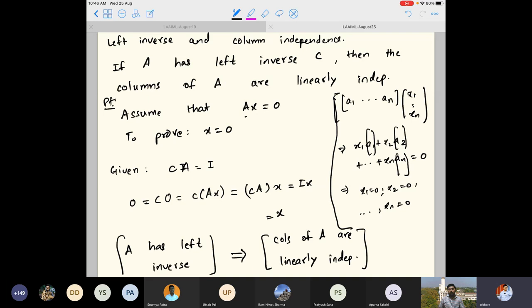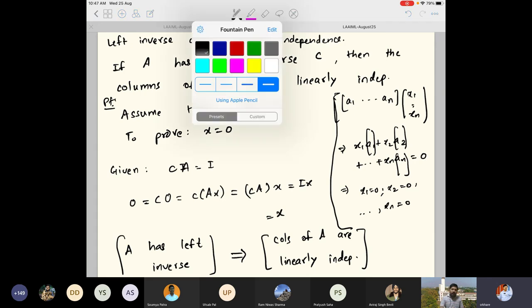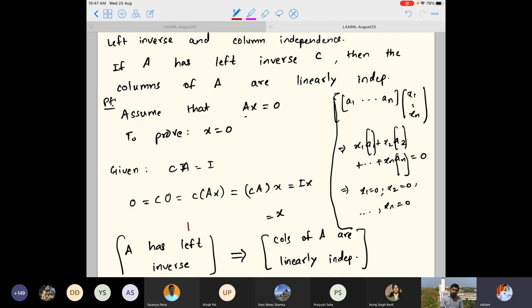Where the columns of A are not linearly independent. Correct. So all the examples where the columns of A are not linearly independent, that means they are linearly dependent. That means that A will not have a left inverse. What is the logic that I have used? This statement is P, this statement is Q, then P implies Q is the same as negation Q implies negation P, right? That's the logic I have used.